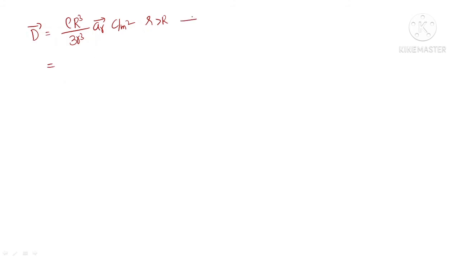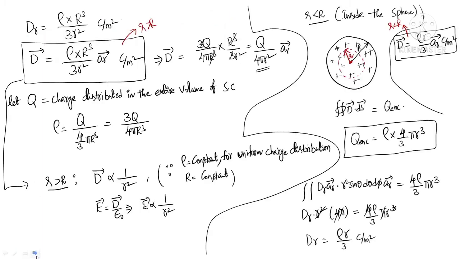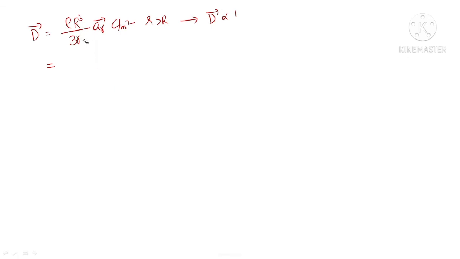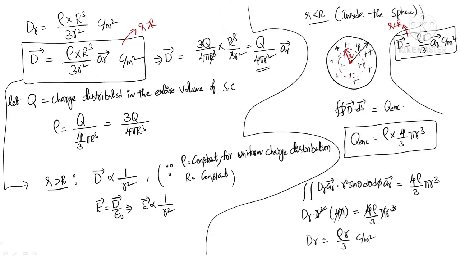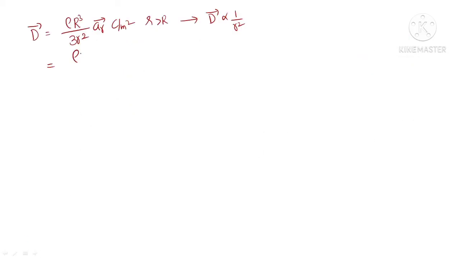It indicates that D bar is proportional to 1 by, see here I have only, okay, you have only r square. I made a mistake here. So D bar is proportional to 1 by r square. Next, for the region inside the spherical charge, it is rho times small r by 3 a r bar coulomb per meter square, r less than capital R.